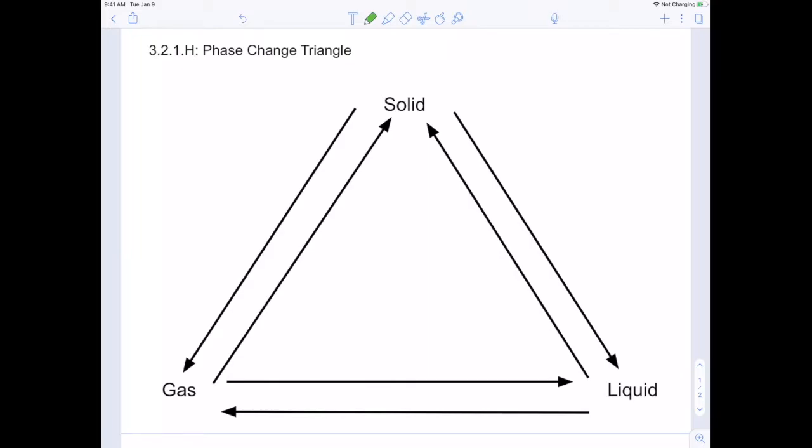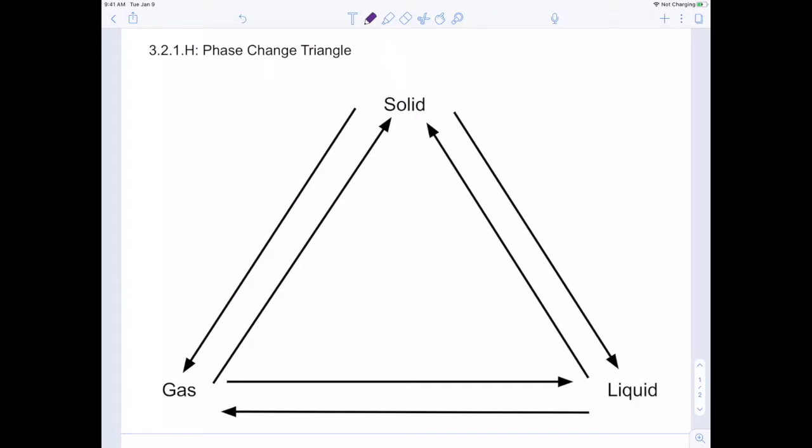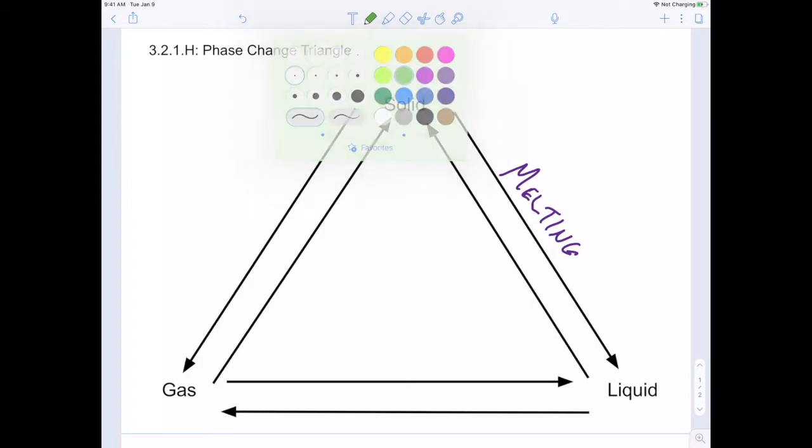When we move from a solid to a liquid, I'm going to do this one in purple. If you're going from a solid to a liquid, that process is called melting. I'm just going to put it right here on this arrow. When you think about melting, you can very simply think about an ice cube. If you hold an ice cube in your hand, it goes from a solid state to a liquid state and it melts.